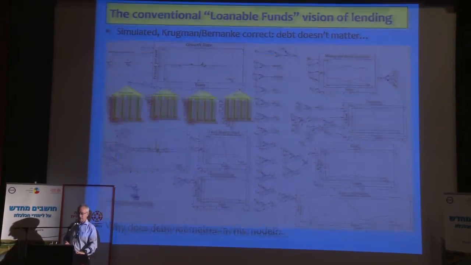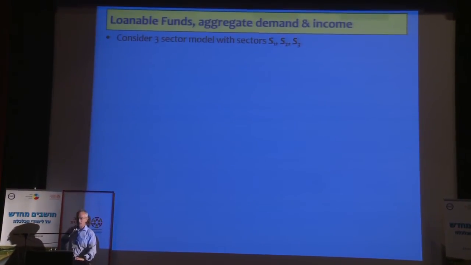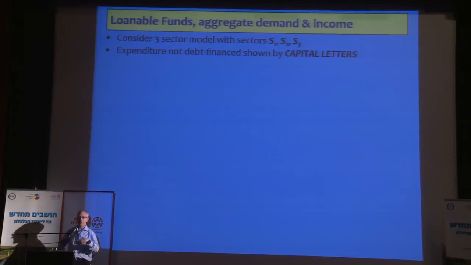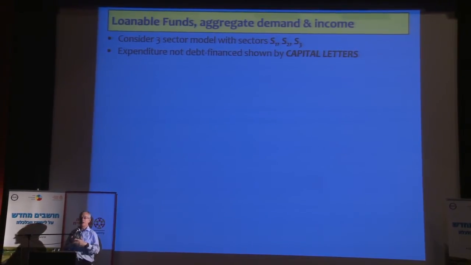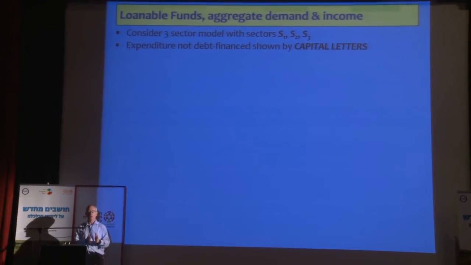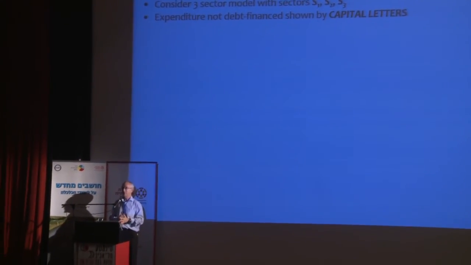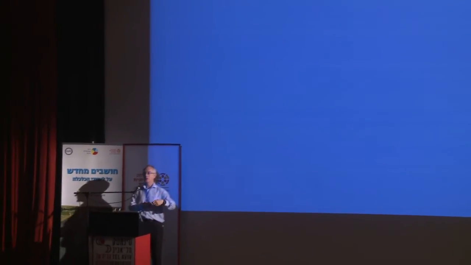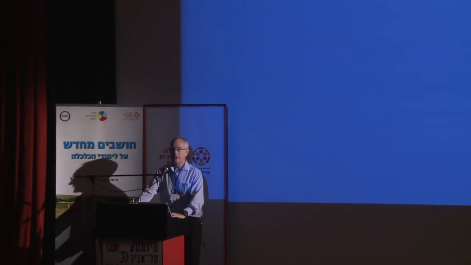So why doesn't debt matter? Well, I'm going to take a look at it. This is going to push the brain cells a bit. I'm sorry about that, but we'll see how you cope. Consider a three-sector model of the economy. I'm not going to say what the sectors are, just labeling S1, S2, and S3. Expenditure that's not financed by debt, I'm going to show in capital letters. This is therefore spending you do using your current amount of money, wherever the money may have come from. Whereas debt finance expenditure I'll show with lowercase letters. So if you borrow money from anywhere, another agent or from a bank, it'll be shown in lowercase.